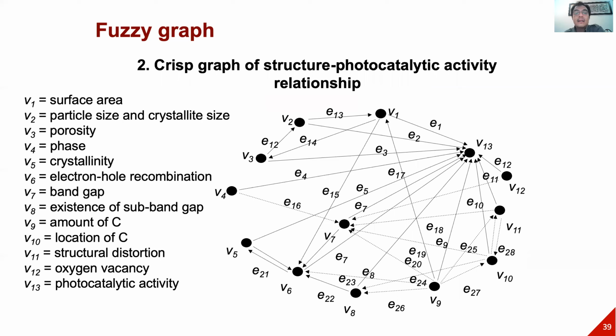This complicated graph is a crisp graph that shows the structure photocatalytic activity relationship of the carbon-doped titania. 13 variables have been identified: 12 physicochemical properties and 1 photocatalytic activity. The arrows represent the relationship between the variables.